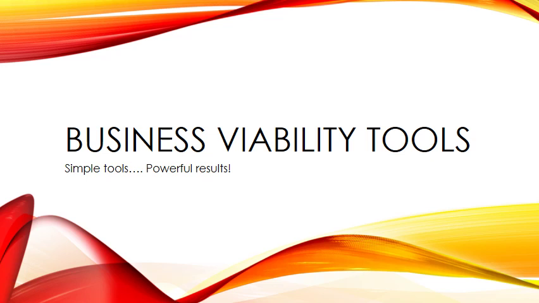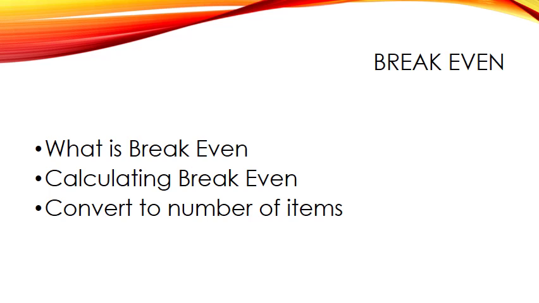This is the fourth step of our six-step framework that we are following through to develop our conversations around business viability. So in the fourth step, we now get into the fun stuff of break even. We're going to talk about in this session what is break even. We'll talk about how to calculate the break even point and then convert it to the number of items that we need to sell.